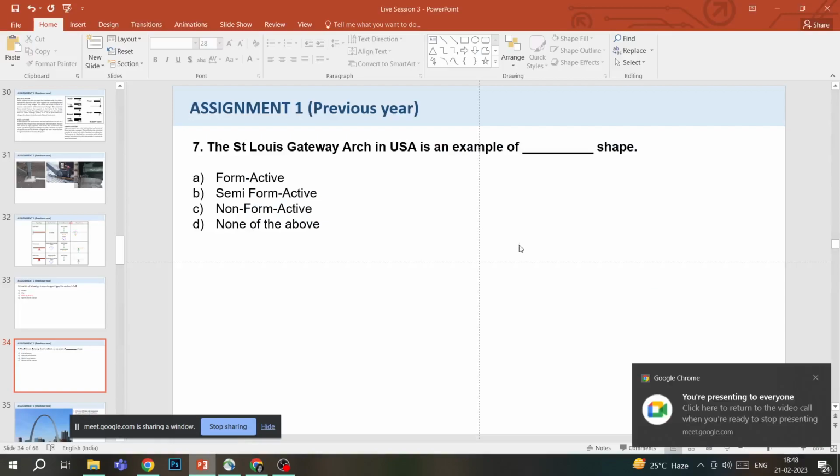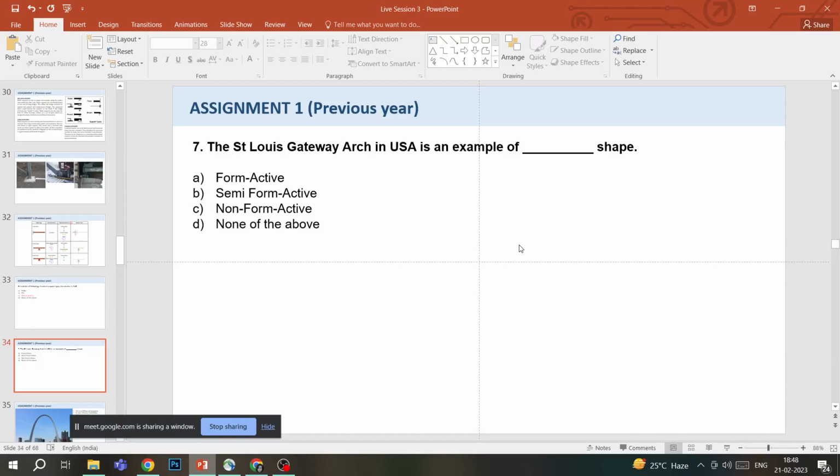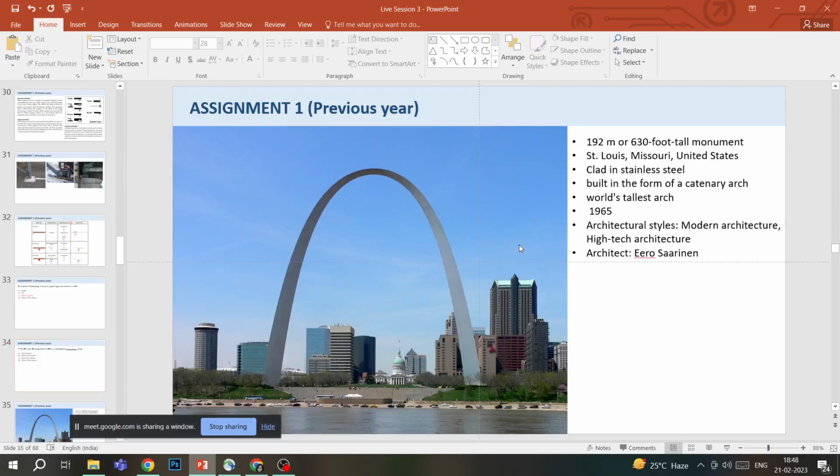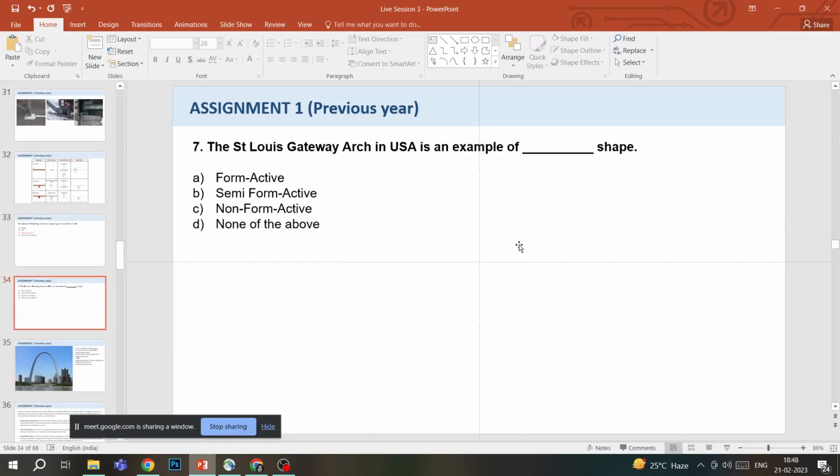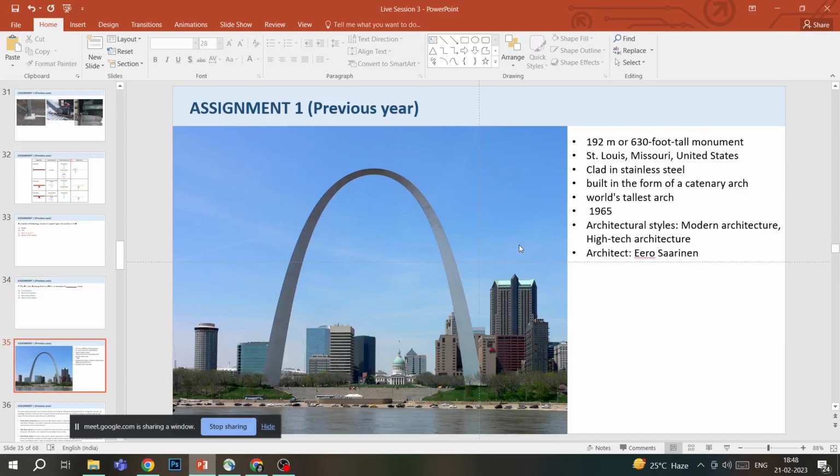So the St. Louis Gateway Arch in USA is an example of what kind of shape. This was covered in the 4th lecture, where it was talked about form active, semi-form active, and non-form active. I will briefly talk about all these forms so that we can answer this question. So first of all, this is the St. Louis Gateway Arch in US.